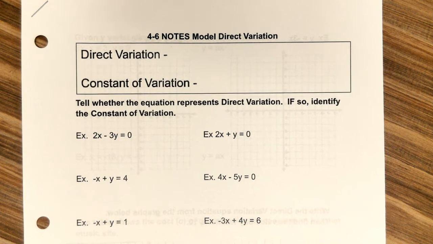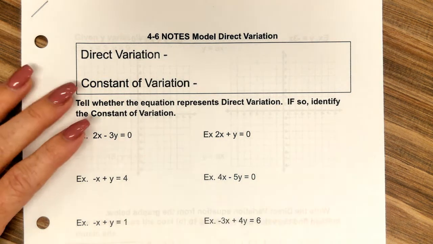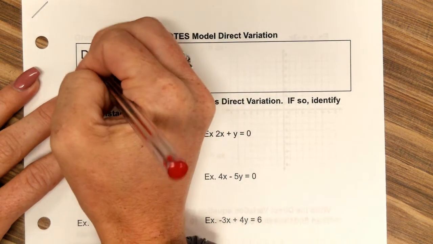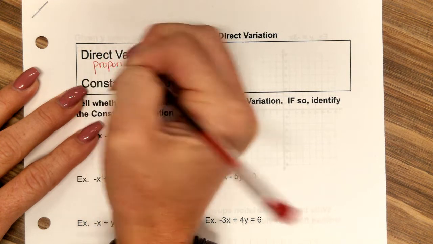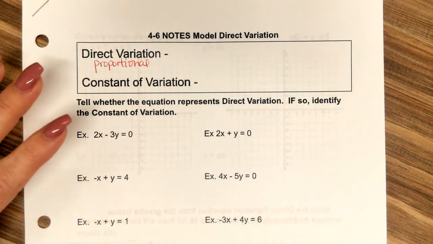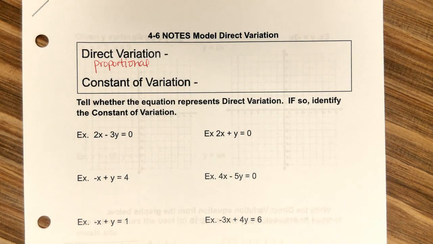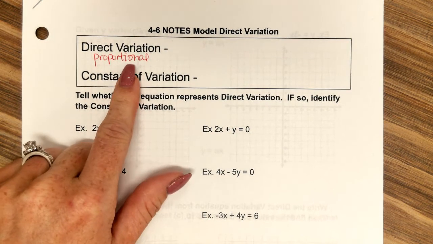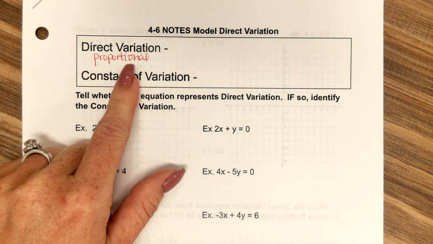Today we're moving on to a new lesson titled Direct Variation. And you actually learned this lesson in 7th grade, but it wasn't called direct variation. It was called proportional. Direct variation is a fancy way of saying it's proportional. So it's really nothing new today. Direct variation is a fancy way of saying proportional.